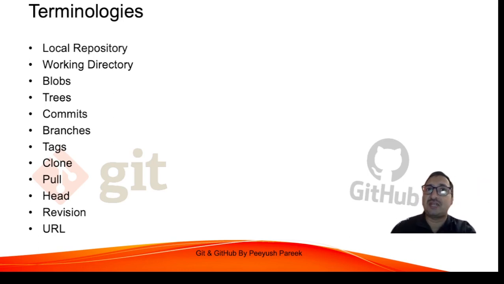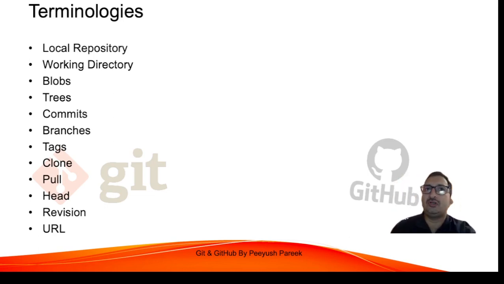Next come the tags. Tags are meaningful names for a specific version, like we see in mobile applications. The different versions of the operating systems have their own names. There are different names so that we can identify the different versions.